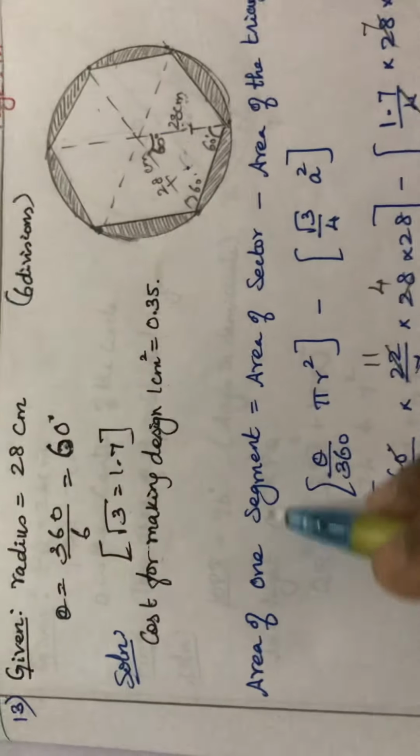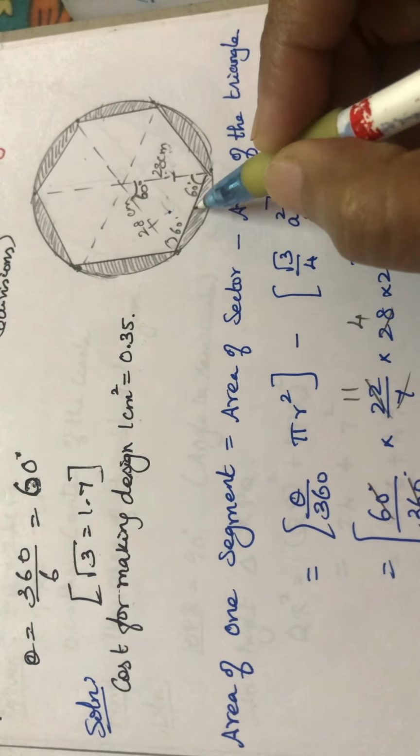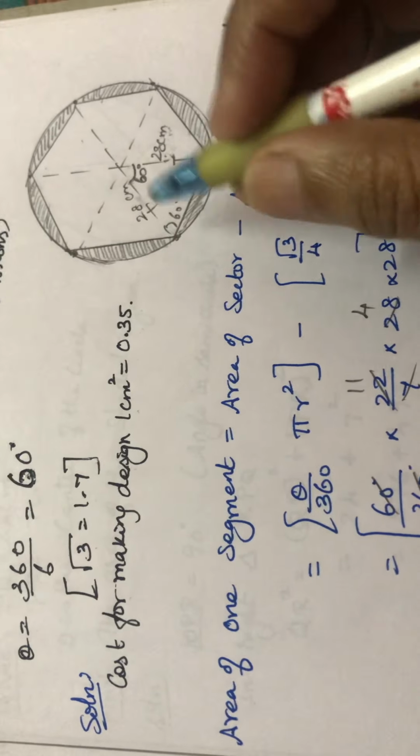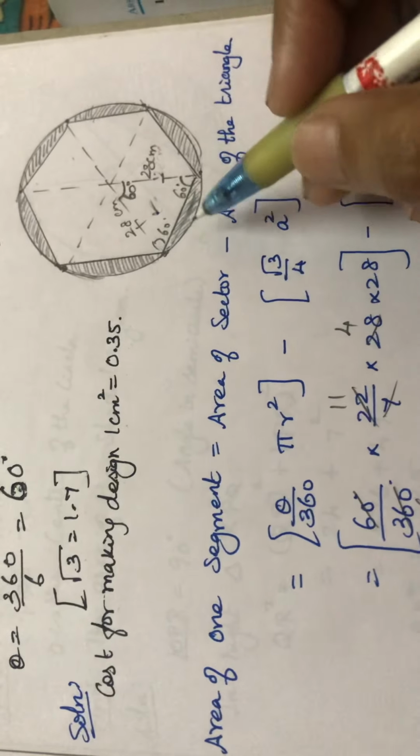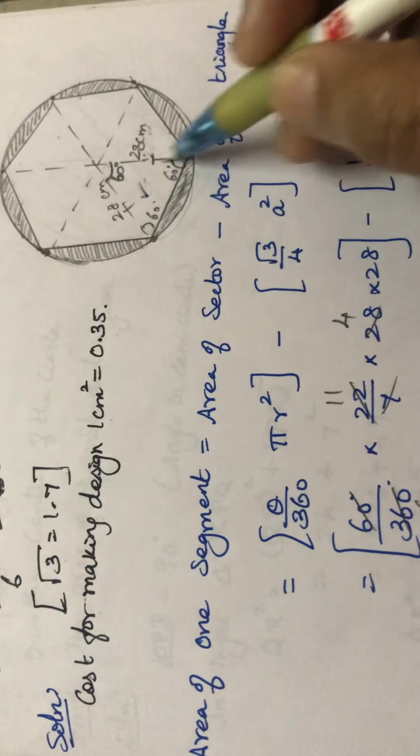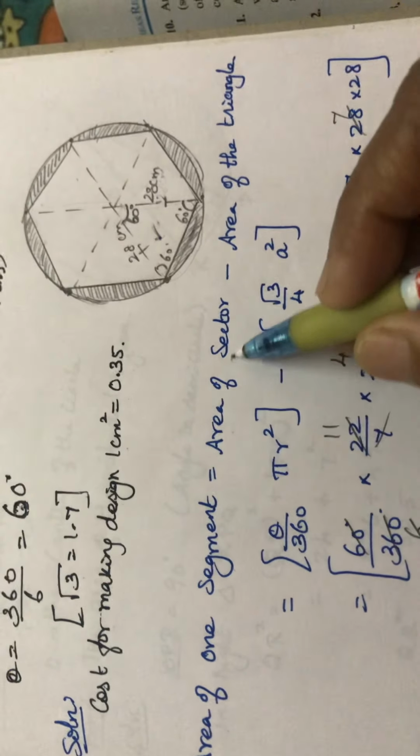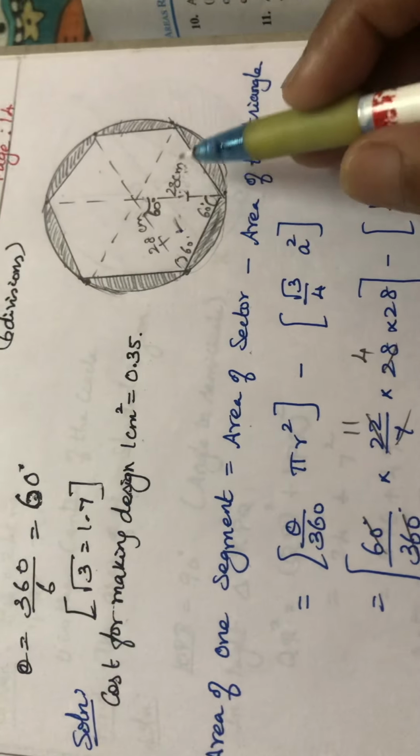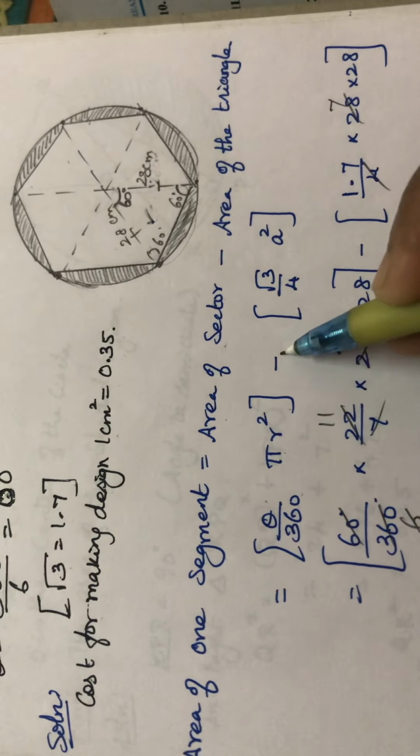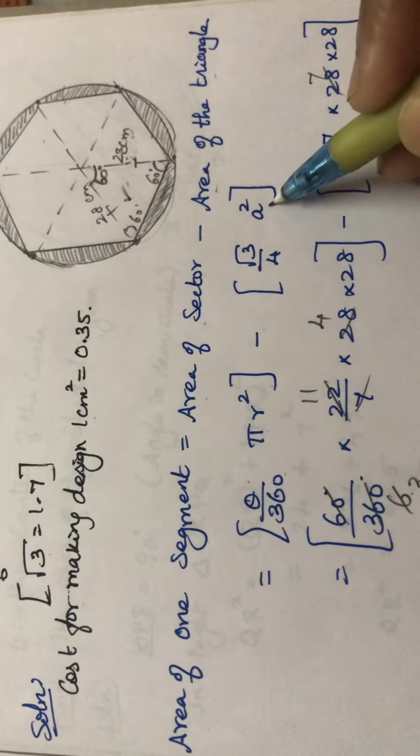Solution: area of one sector. So I want to find this region, the area of the segment, the shaded region. For one part I am going to find, then I am going to multiply with 6. So area of one segment is equal to area of the sector minus area of the triangle. This is the formula. Area of the sector formula is theta by 360 into pi r square, minus area of the triangle. Here it is an equilateral triangle, so I am writing root 3 by 4 a square.